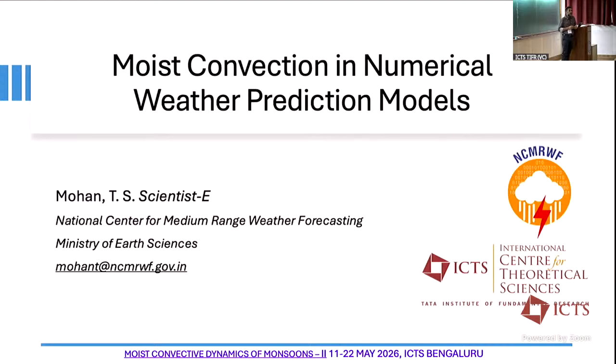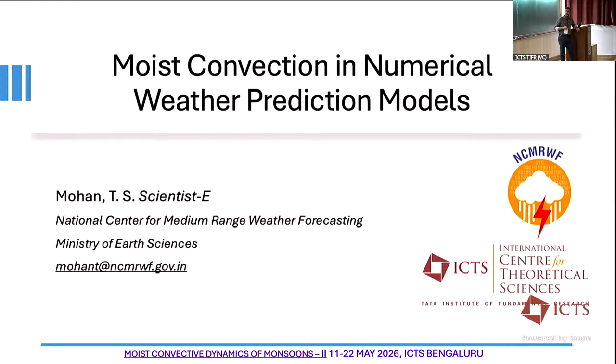I would like to introduce you to the NWP models, especially at NCMRWF, what we are doing, what kind of models we have, and how the models can predict or represent moist convection in numerical weather prediction models. And then I'll go for one or two examples. One example I will show you where the models can go wrong. When you do that exercise, you can understand where the models can go wrong.